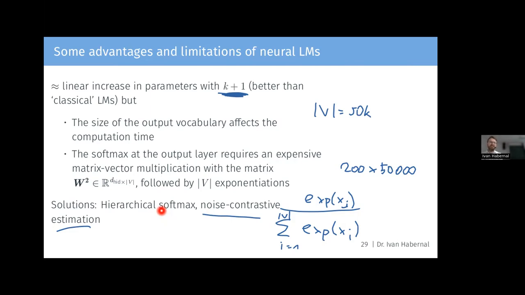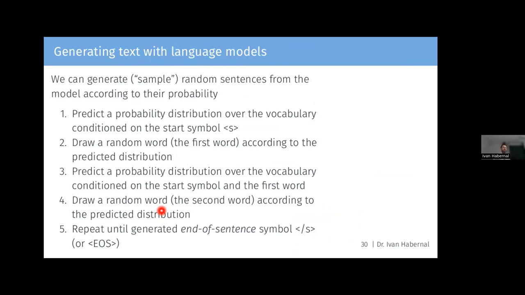So we have language models and we can generate text. This is great, and you already mentioned that as a use case. So how can we generate text with language models? Now it doesn't matter if it's a neural language model or a count-based language model, because they have the same interface: give me a probability distribution over the vocabulary for the next word given the previous words. So we start, obviously, with the start symbol S, and we want to predict the probability distribution over the vocabulary conditioned on S. What is the probability of word 1 equal to something given S? This will be the size of the vocabulary, a huge probability distribution, and for each word we have the probability. Then from this distribution we draw a random word. This will be the first word of the sentence according to the predicted distribution.